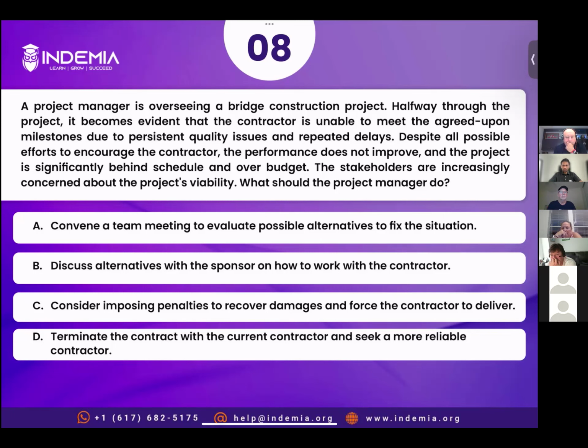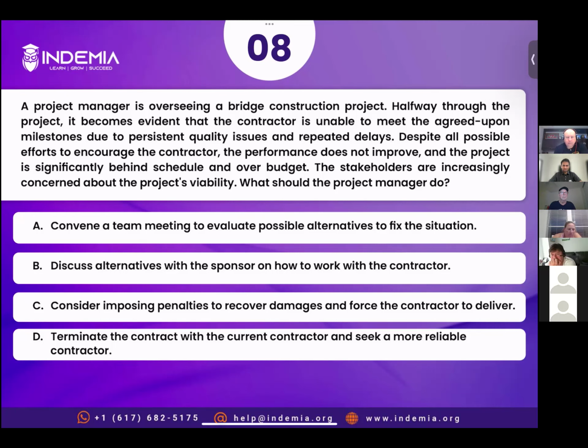All right. Ukila, you have chosen option A. Yeah, so it is clearly saying that the project is behind schedule and there are a lot of increased concerns.